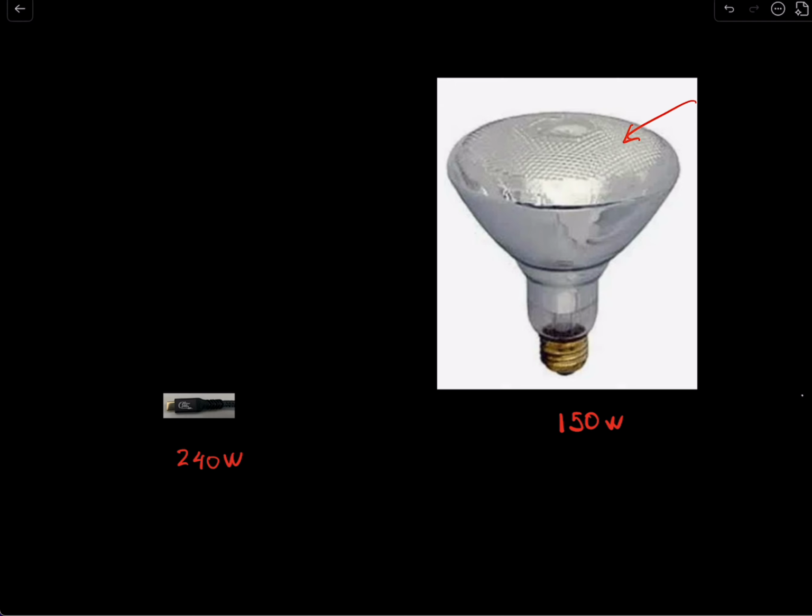And this thing uses household wires at 110, 120 volts, or 240 volts in other parts of the world. Well, 150 watts is not questionable here, but 240 on something so tiny, how is power delivery capable of doing that?